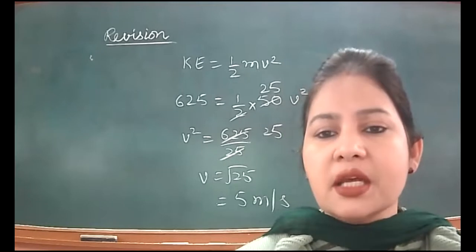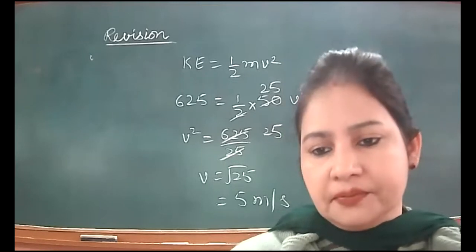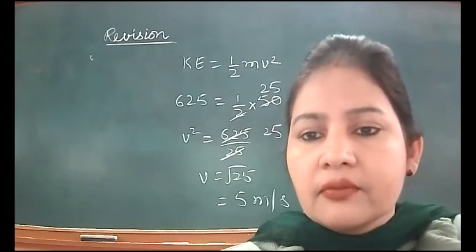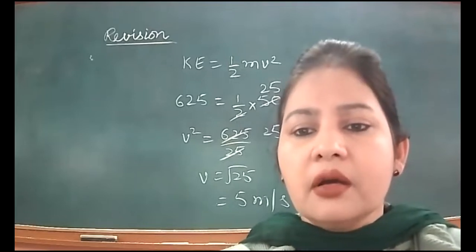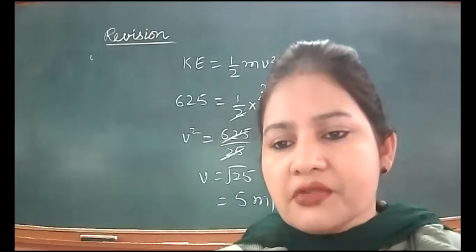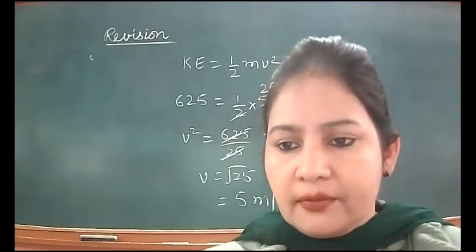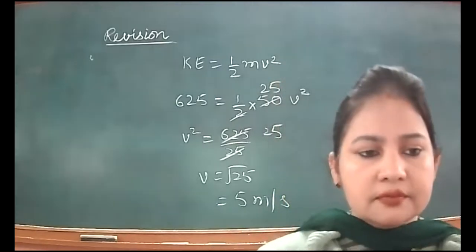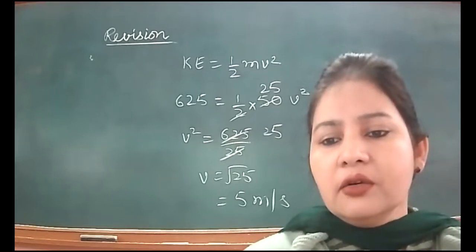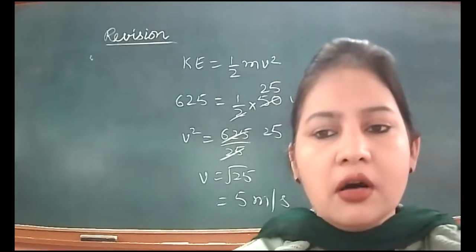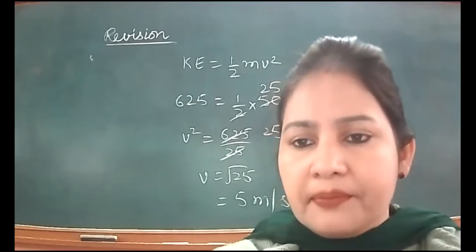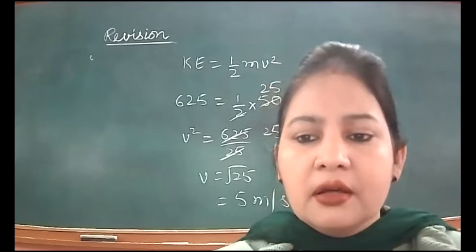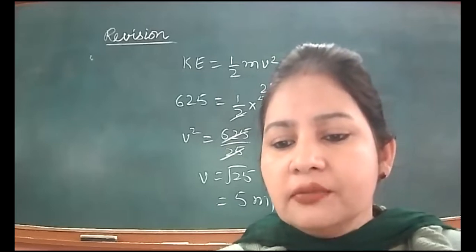The question is, what is the relation between kinetic energy and momentum? Speak in terms of symbols. Speak the formula. P square equals 2mE, so P is equal to under root 2mE. Or E is equal to P square by 2m. E is equal to P square by 2m or P is equal to under root 2mE. Okay, fine.